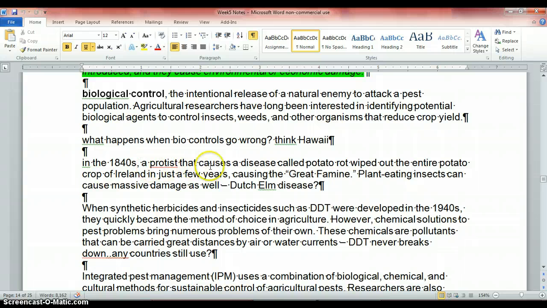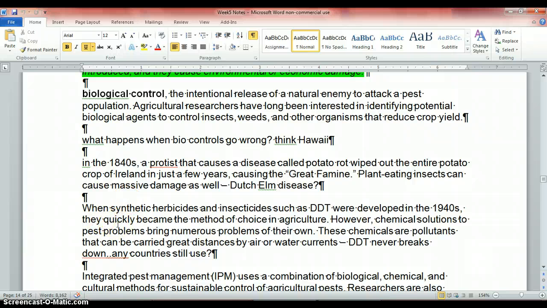In the 1840s, a protist that caused a disease called the potato rot wiped out the entire potato crop of Ireland in just a few years. I believe, because I just read about this, that it actually came from South America, and it led to the Great Famine. It was a huge issue since, of course, that's the Great Potato Famine, right? And the English kind of blamed the Irish for just being dirty, and they didn't really help them out. So Ireland is still recuperating its population since they either died or left. Insane. Really fascinating history if you ever get a chance. Plant-eating insects can cause massive damage. That would also be like the Dutch elm disease.